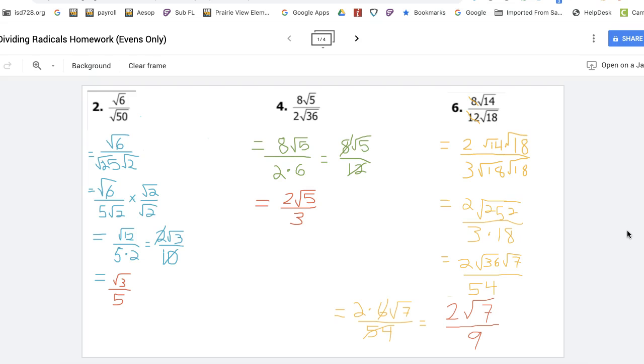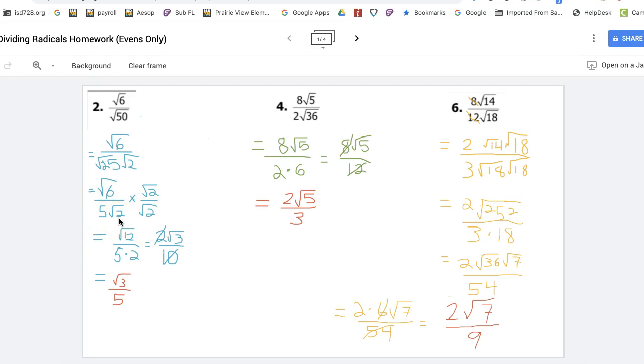So anyway, I've worked it all out. I just found this is easier. And our first problem is, you were supposed to only do the evens. The square root of 6 divided by the square root of 50. So what I did first is I broke down the square root of 50 to see what I could pull out. 25 times 2, and 25 being the perfect square number, I get a 5 times the square root of 2. And the square root of 6 is on top. So this is what it simplified to.